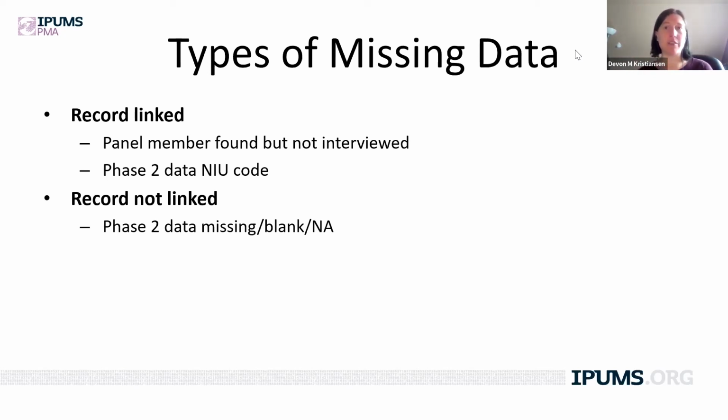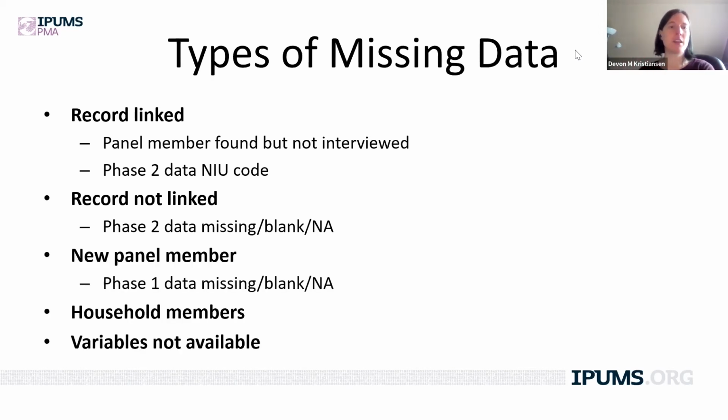If she was not able to be found or there wasn't enough information about why she was lost to follow-up, there's no record for her in phase 2. Instead, her record in the link file will be empty. Or depending on your statistical software, like in Stata, it might be a dot for missing or blank. In R, it might be NA. Another example of missing data, if you have a new panel member, so let's say it's a woman who moved in or aged in, her data for phase 1 would be blank or NA.